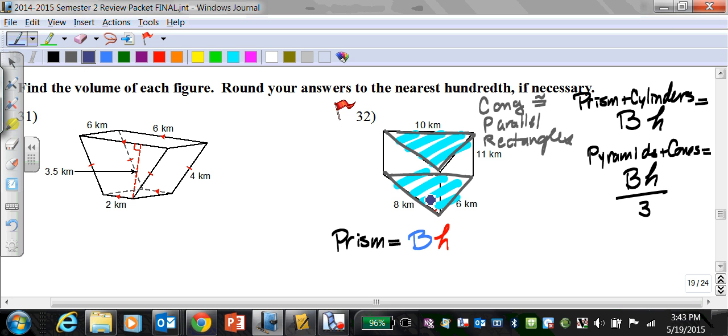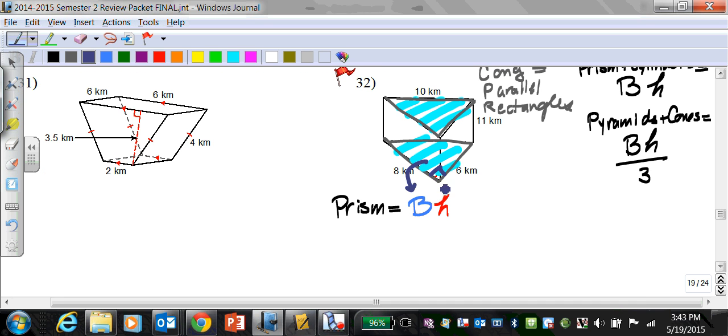So first I want to define my B here. My B here is a right triangle. So I write out that's going to be leg times leg over 2. Remember that B could change. If it's a trapezoid, it's a different shape. If it's a circle, it's a different shape. Height, distance between the bases.